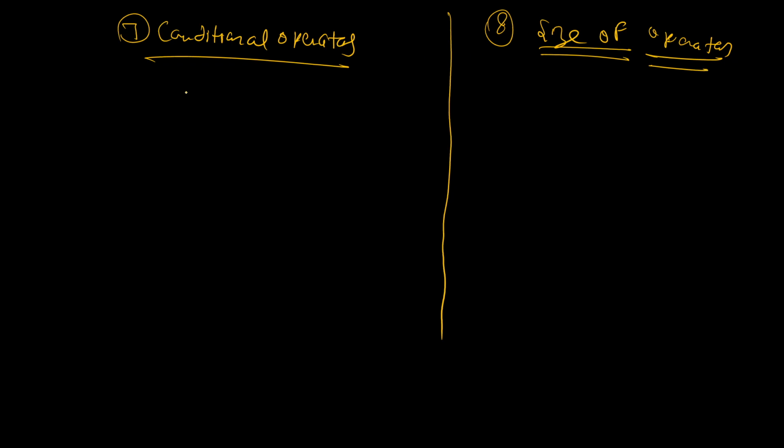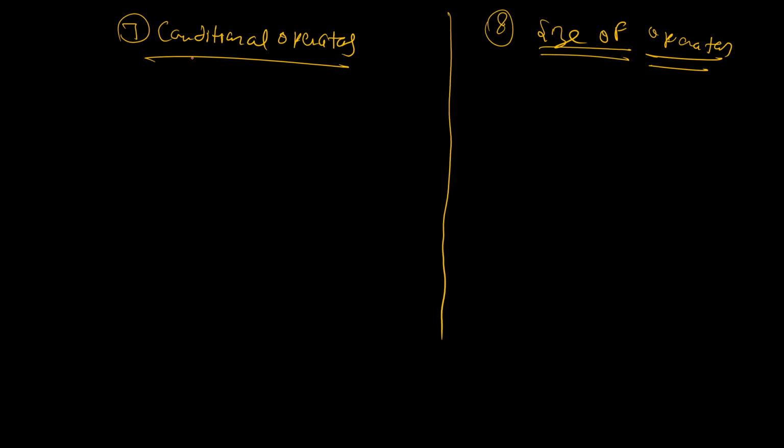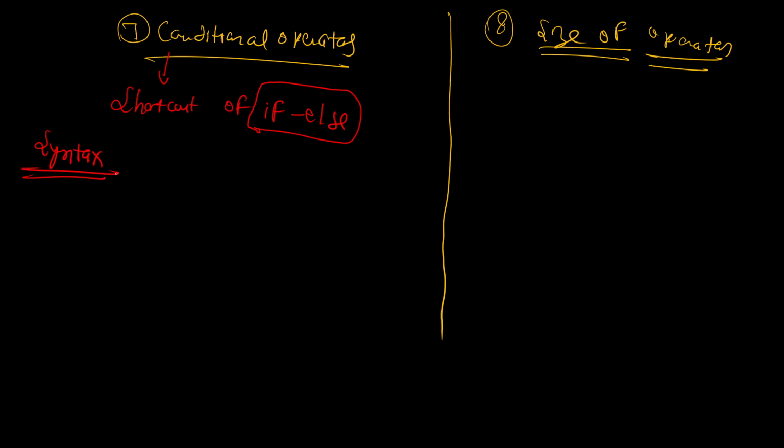So first we would understand why these conditional operators are used. Basically it is a shortcut. Conditional operator is just a shortcut of if else. So where you are using an if else condition, you can use a conditional operator. First of all we would understand the syntax, how to apply the conditional operator.